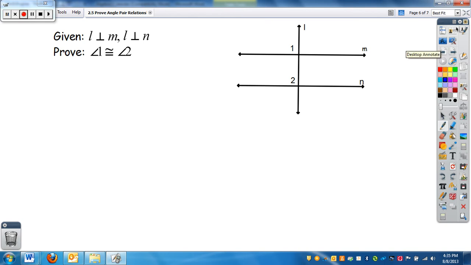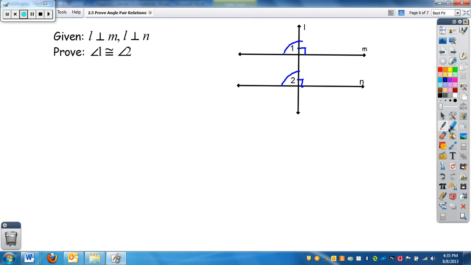Alright, last proof. Here you're given lines L and M. The symbol, you might have to think to yourself, oh, making a T. That's right, you're talking about perpendicular lines. I'm given that L and M are perpendicular to each other. When they're perpendicular, it's a right angle. And then L and N are also perpendicular to each other. I need to prove that angle 1 is congruent to angle 2.